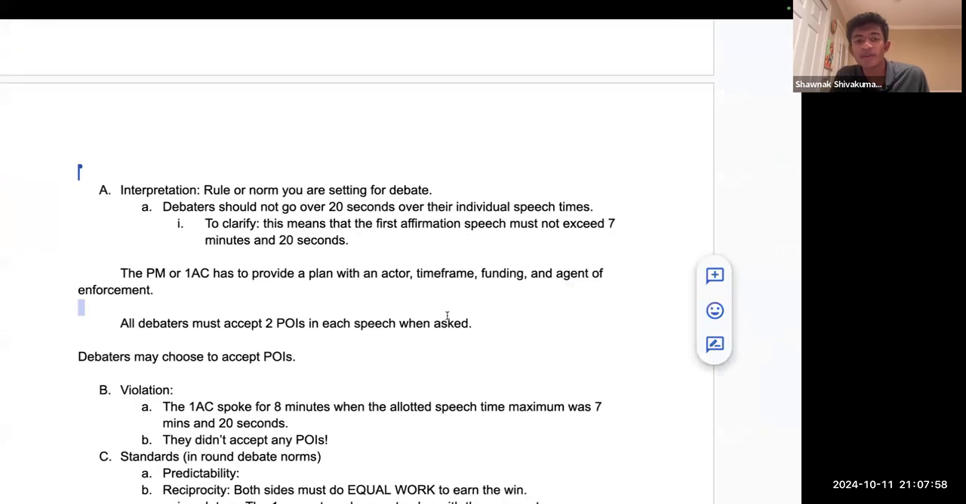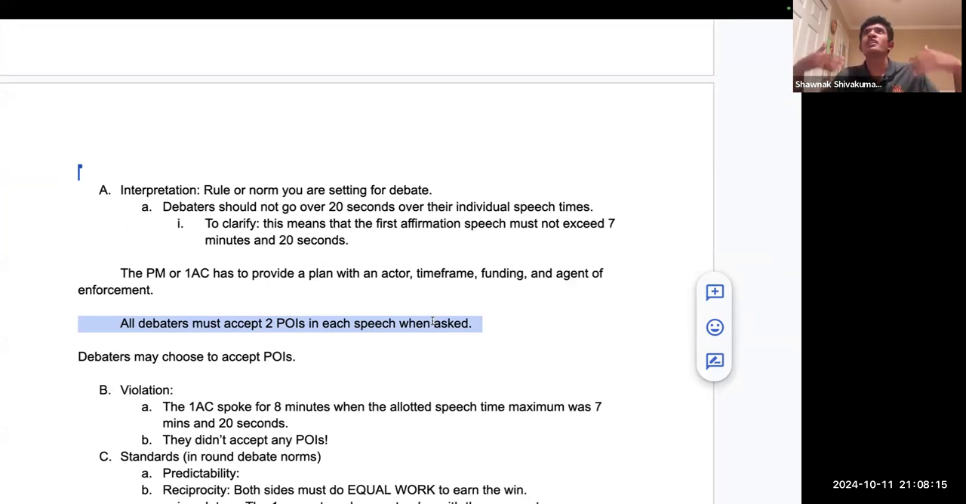Like, all debaters must accept 2 POIs. You say, I did say I accepted POIs. Like, I said yes, but you just didn't hear me, I said it very softly. You just say it on the flow. They'll most likely say, yeah, that's bullshit, we didn't hear it, the judge didn't hear it. You should accept with a loud enough response. But then what happens? Nothing happens. They just move on. It's an equal time trade-off.